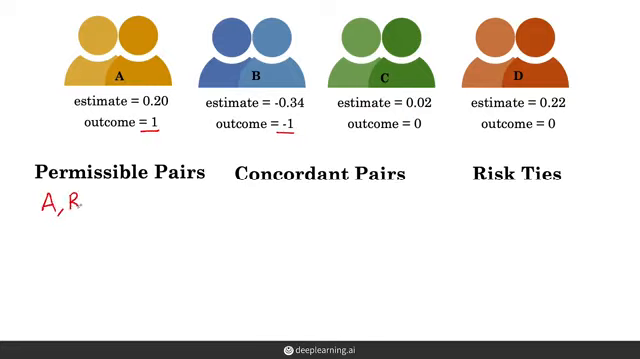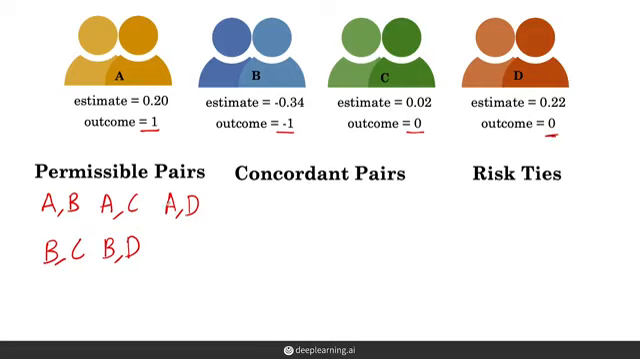So that's one permissible pair. And we look at AC, see that these outcomes are different. We look at AD, see that those are different. We look at BC, we look at BD. And notice now for CD, they have the same outcome, so this is not permissible.